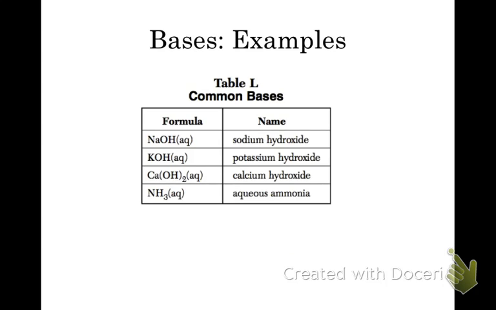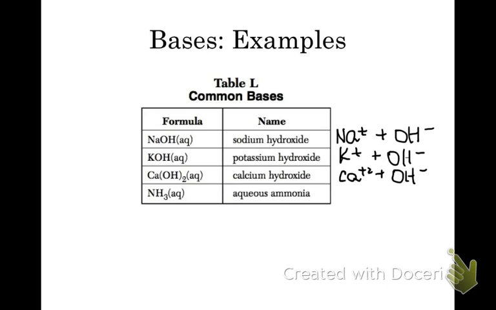Here are examples of bases. They're all found on Table L. We'll find that NaOH, for example, will break up into Na+ and OH-. KOH is K+ and OH-. Ca2+ and OH- here. And then we just saw that NH3 ends up being NH4+ and OH-. And that was that special definition for Bronsted-Lowry bases.